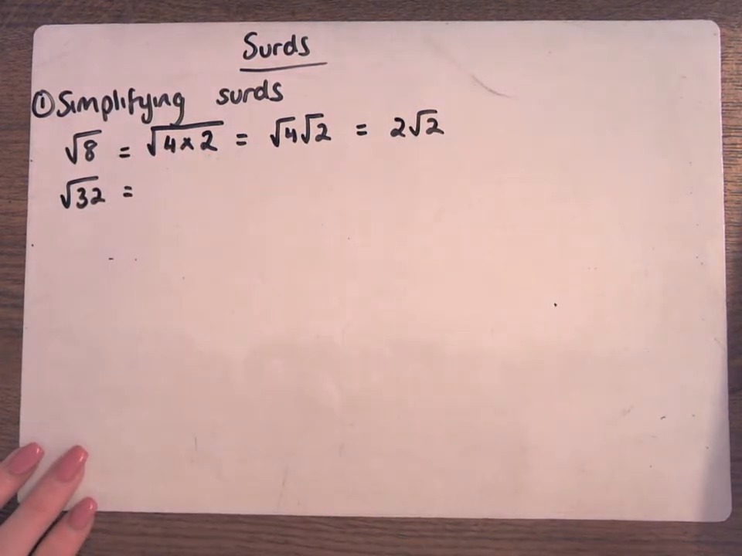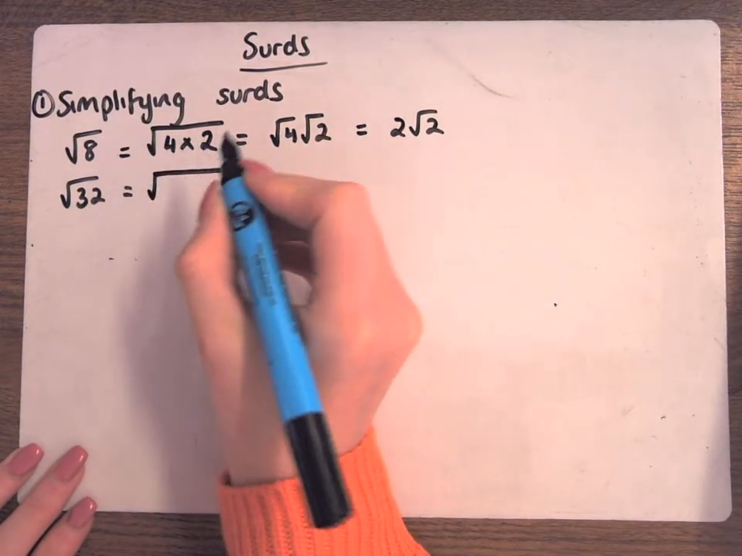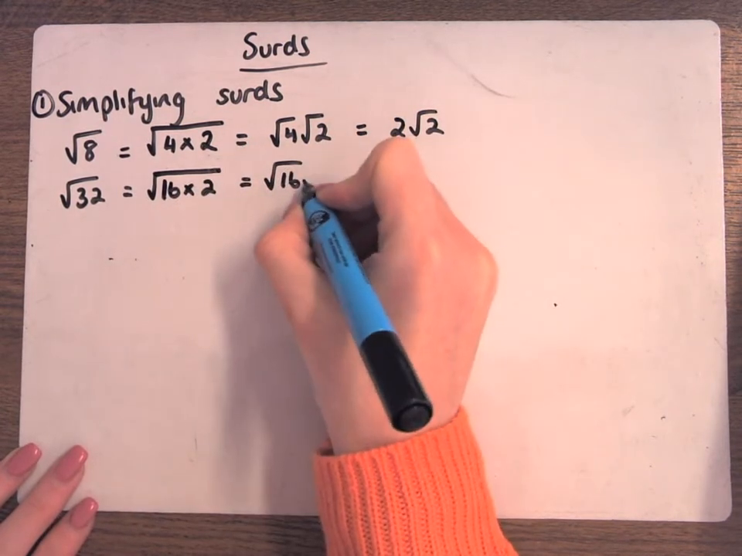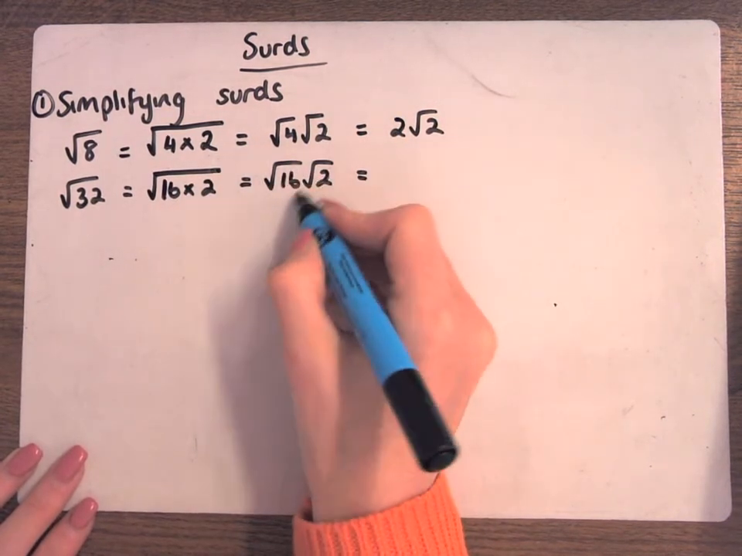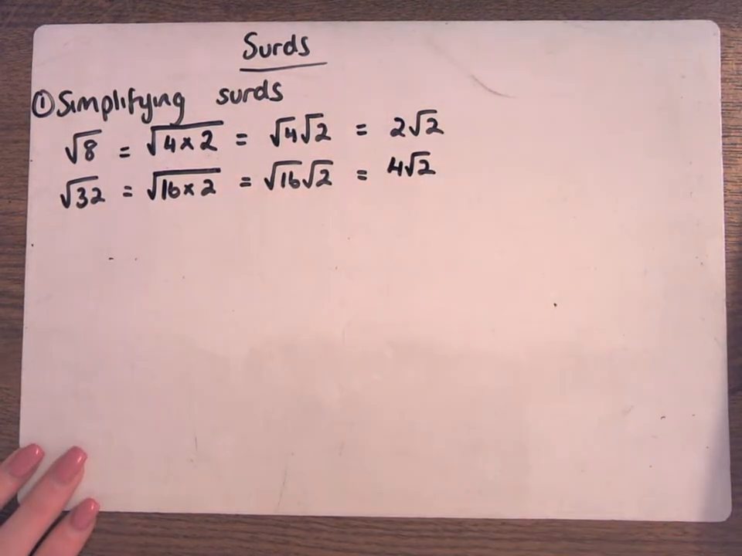Square root of 32. What's the biggest square number that goes into 32? 16, isn't it? Okay, so that's actually 16 by 2. So that's square root 16 square root 2. What's the square root of 16? 4 root 2. That's how you simplify surds.